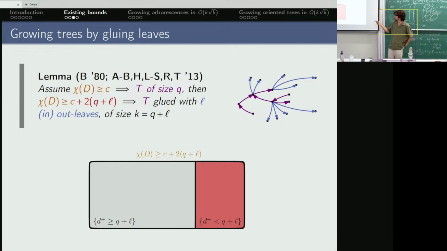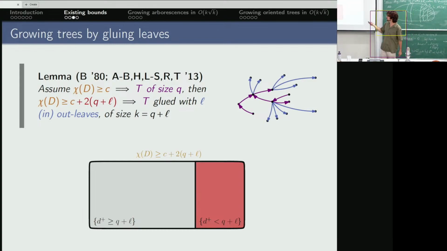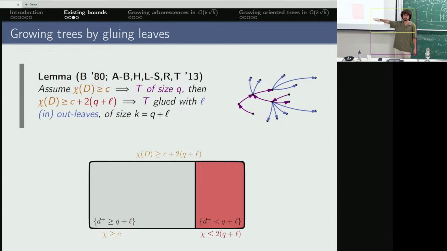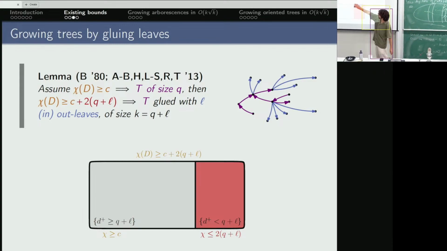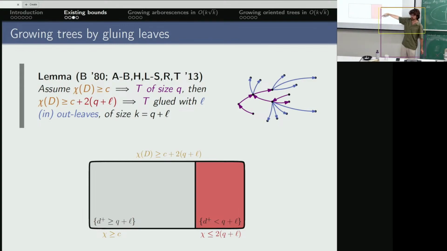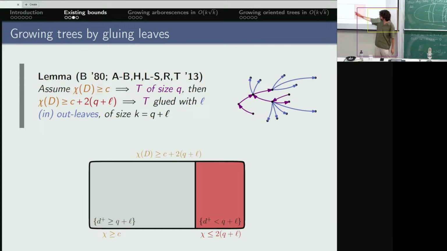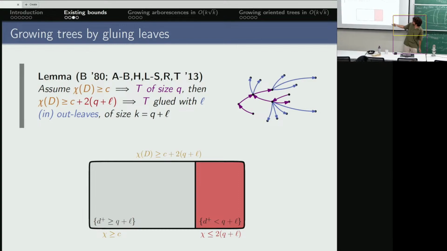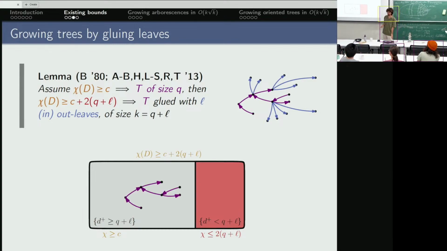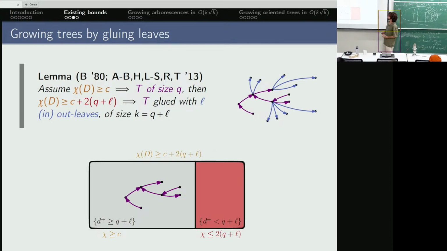Recall, by the same arguments as for the out star, this part in red has chromatic number less than 2 times (q plus l). I have small out degree, so I have small degeneracy, so I have a small chromatic number. So I cannot remove too much by removing vertices of small degree. All vertices here are of high degree, and the chromatic number is greater than c. I'm quite lucky because c is exactly what I need to get T. And now I want to glue the out leaves to T, so I want to guarantee that this graph has this new tree as a subgraph.